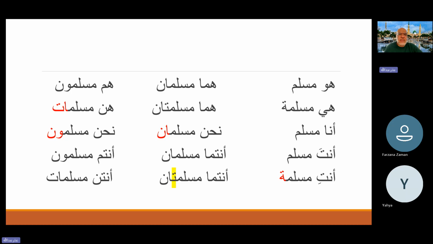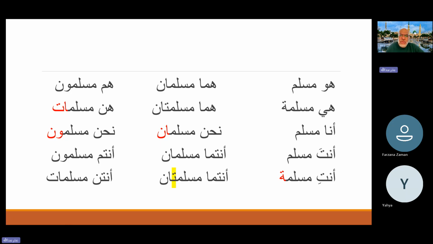Some of the pronouns are repeated. So huma, for example, does not change whether male or female, but the word that denotes them changes. Antuma, the same thing. So huma and antuma are the same thing. Nahnu is also the same. So the fact is that you can say that rather than 15, we have only 12, because these two huma are the same, and these two antuma are the same, and these two nahnu are the same. So minus 3.